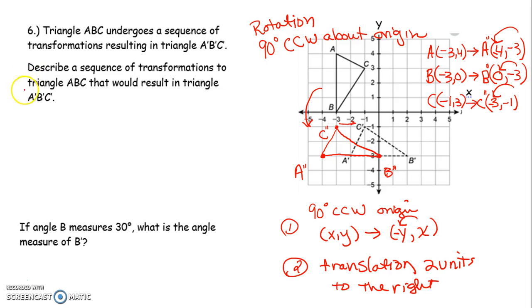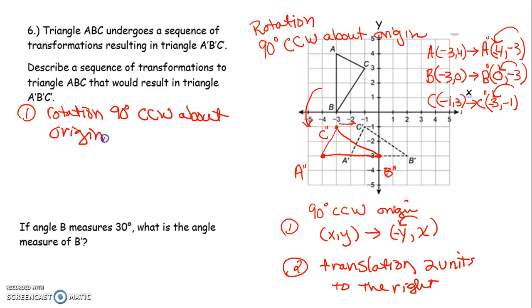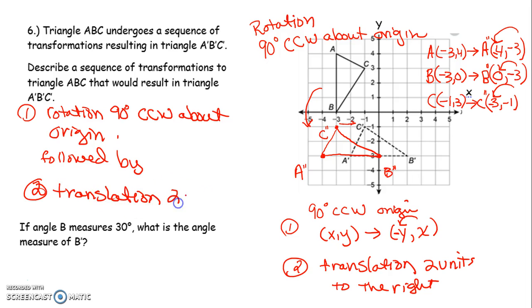Okay, describe a sequence of transformations that will result. Okay, so you can write it out better than I can, but step 1, a rotation 90 degrees counterclockwise about the origin, followed by a translation 2 units to the right.